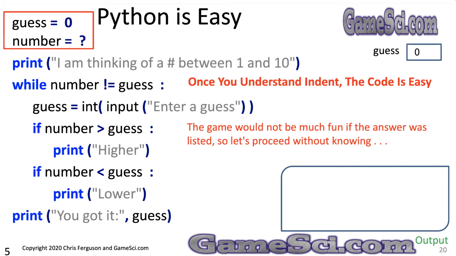Once you understand indent, the code is easy. The game would not be much fun if the answer was listed, so let's proceed without knowing the answer of the game. We'll just create a couple of variables with initial values, and again, I'll kind of hide the value of number for now, and we'll find it at the end of the game. Guess is set to 0, and you can see a 0 showed up in my variable guess. I'm not showing the value of number because that's the whole point of the game, to guess the number.